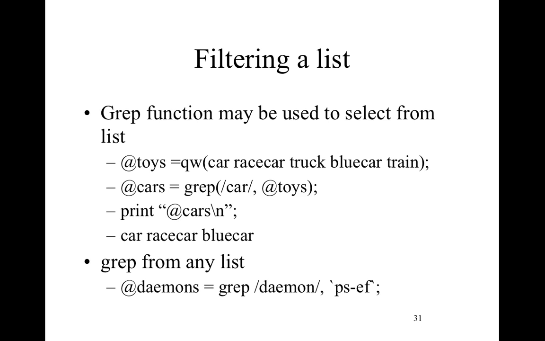Filtering a list. I warned you ahead of time, some of this stuff is a little bit dry. Unfortunately, this is the dry weekend because this is all of the miscellaneous commands and scripting languages I have to introduce you to. So grep, we know about grep. The grep function may be used to select from a list. So @toys is GW, cars, race cars, truck, blue car, and train. @cars = grep /car/, @toys, so we'll get car out of there. Print @cars, and it is going to be cars, race cars, and blue car.